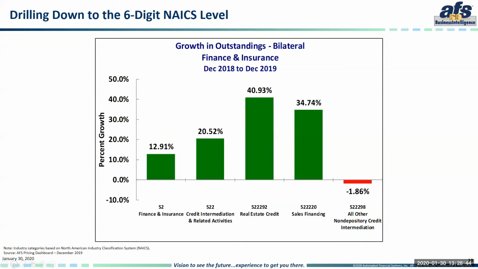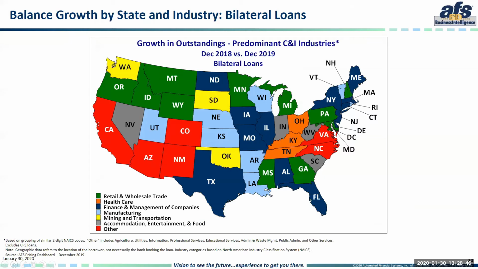On the next two slides, we again look across the entire country and present the industry with the largest growth in each state. On slide 20, we focus on bilateral loans. The industry with the largest number of states is the finance sector, shown with the dark blue shading. As mentioned earlier, significant growth took place during 2019 in New York, Dallas, Boston, and Chicago.